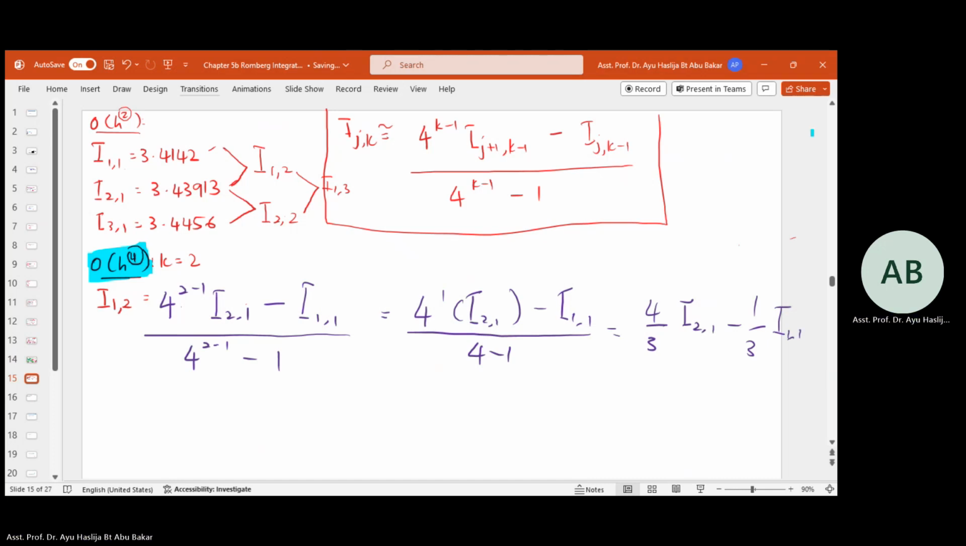Okay. Because in the final exam, as I remember, only this equation will be given, the general Romberg equation.